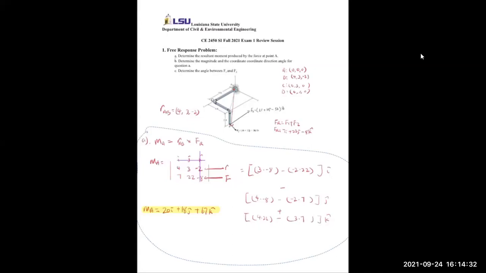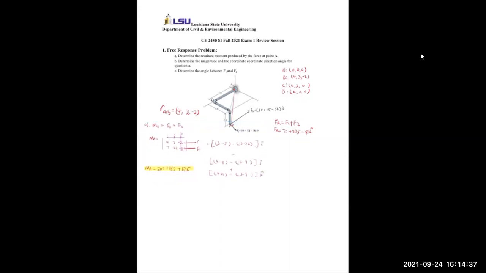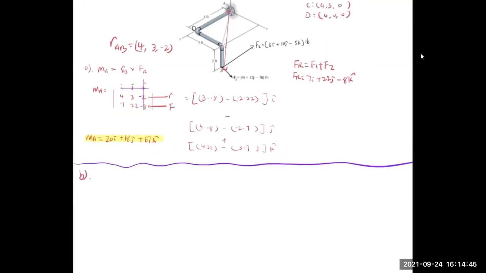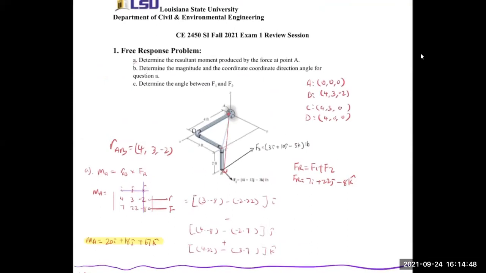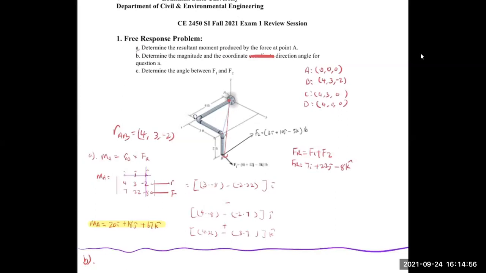Let me scale this down. For part B, the question says, determine the magnitude and the coordinate direction angle. I'm repeating. Determine the magnitude and the coordinate direction angle for question A. Okay, so we want to find out the magnitude and the coordinate direction angle for part A.